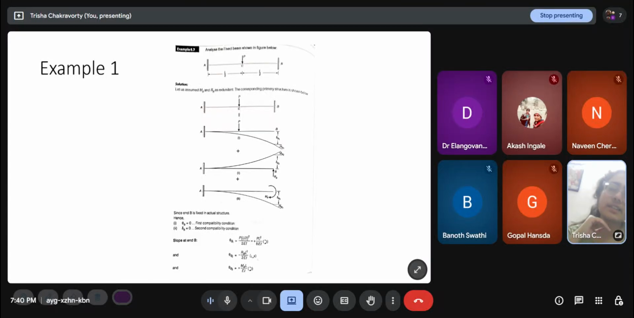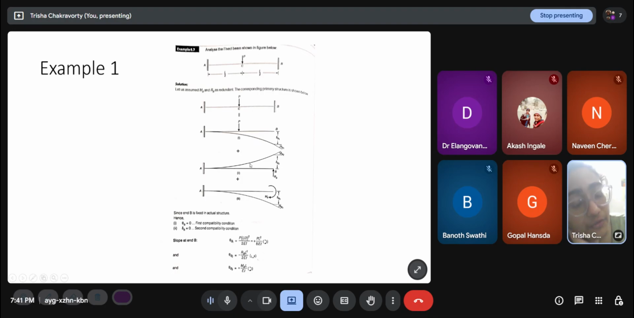So here there are some examples. There is a fixed beam. For a fixed beam, I actually have three redundant forces, but since the beam has only vertical loading, I ignored the horizontal reactions. So I could do it in two ways. I could remove the moment reactions at A and B and make the primary structure simply supported, or I could remove both the forces at B and make it a cantilever beam, which is what has been done here. So it's a cantilever beam plus another cantilever beam with RB here and a moment here. It has three components.